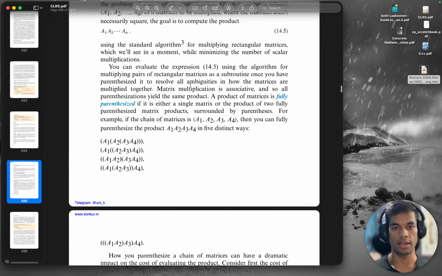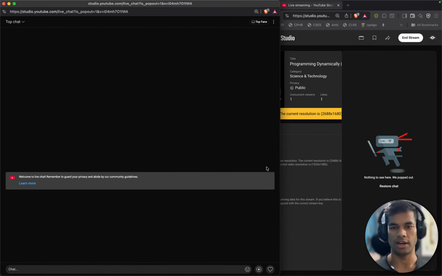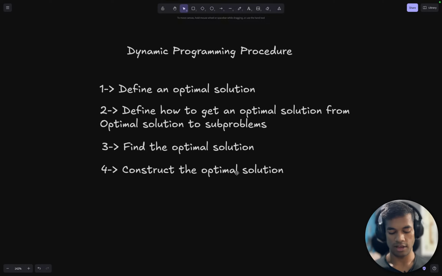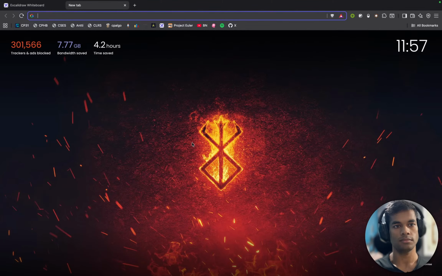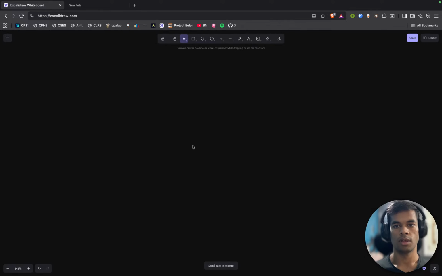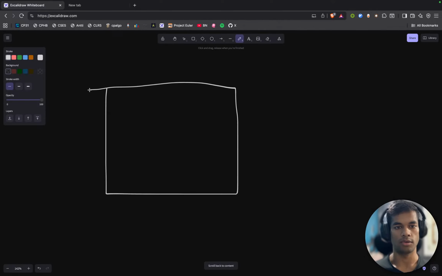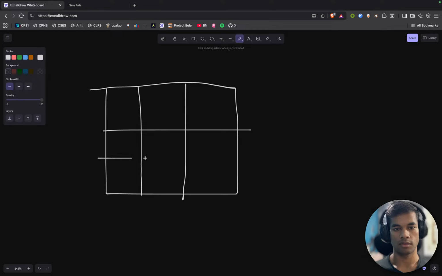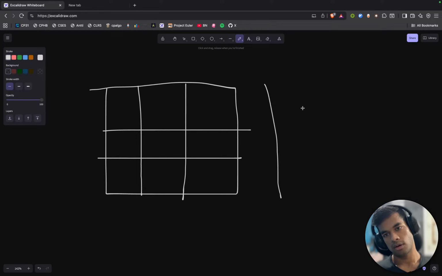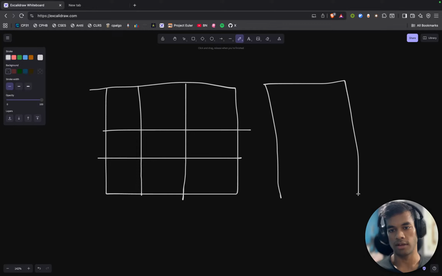If we click on this, we will get to the standard algorithm. Given two matrices, what is the standard algorithm? If you have matrices like this, with some values, then the next one has to be like this.